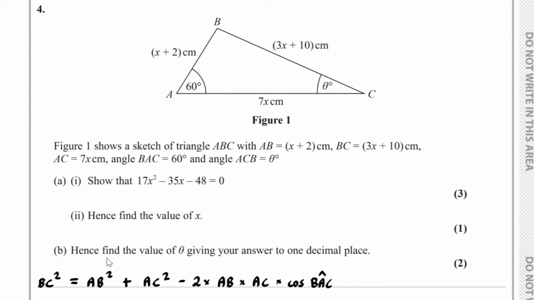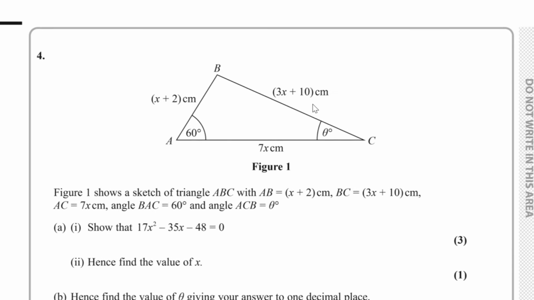Now for part B, hence find the value of theta giving an answer to 1 decimal place. Well, with x equaling 3, this length of AB will equal 3 plus 2, which is 5. This length over here will equal 3 multiplied by 3 plus 10, which is 19.